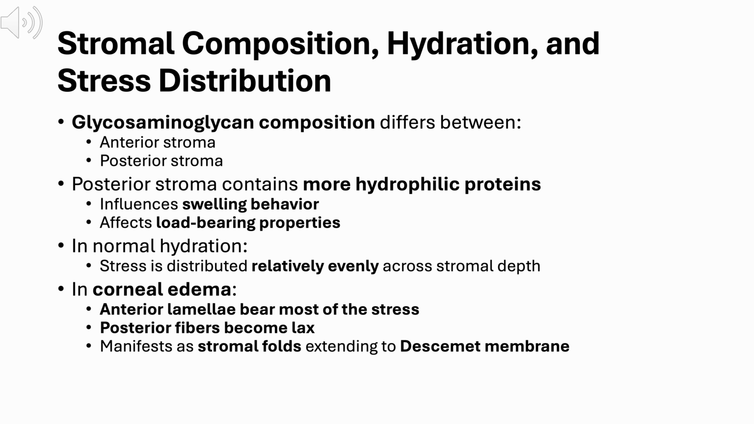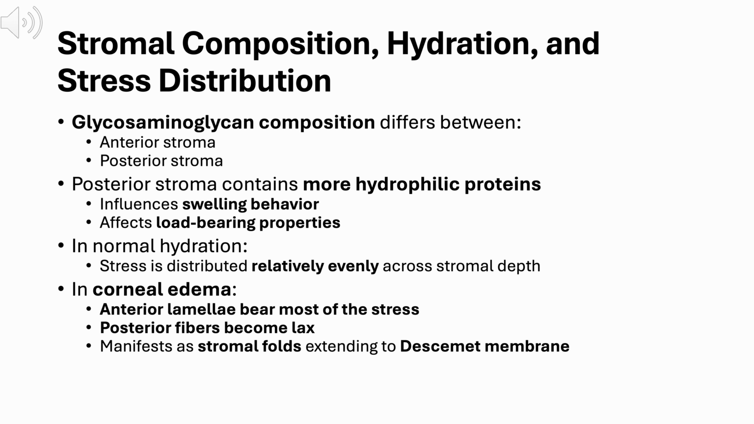This slide ties stromal composition to hydration and, ultimately, how mechanical stress is handled. The glycosaminoglycan composition of the stroma differs between the anterior and posterior layers. That biochemical difference matters because it directly influences how each region interacts with water. The posterior stroma contains more hydrophilic proteins. As a result, it plays a larger role in swelling behavior and has different load-bearing properties compared to the anterior stroma.